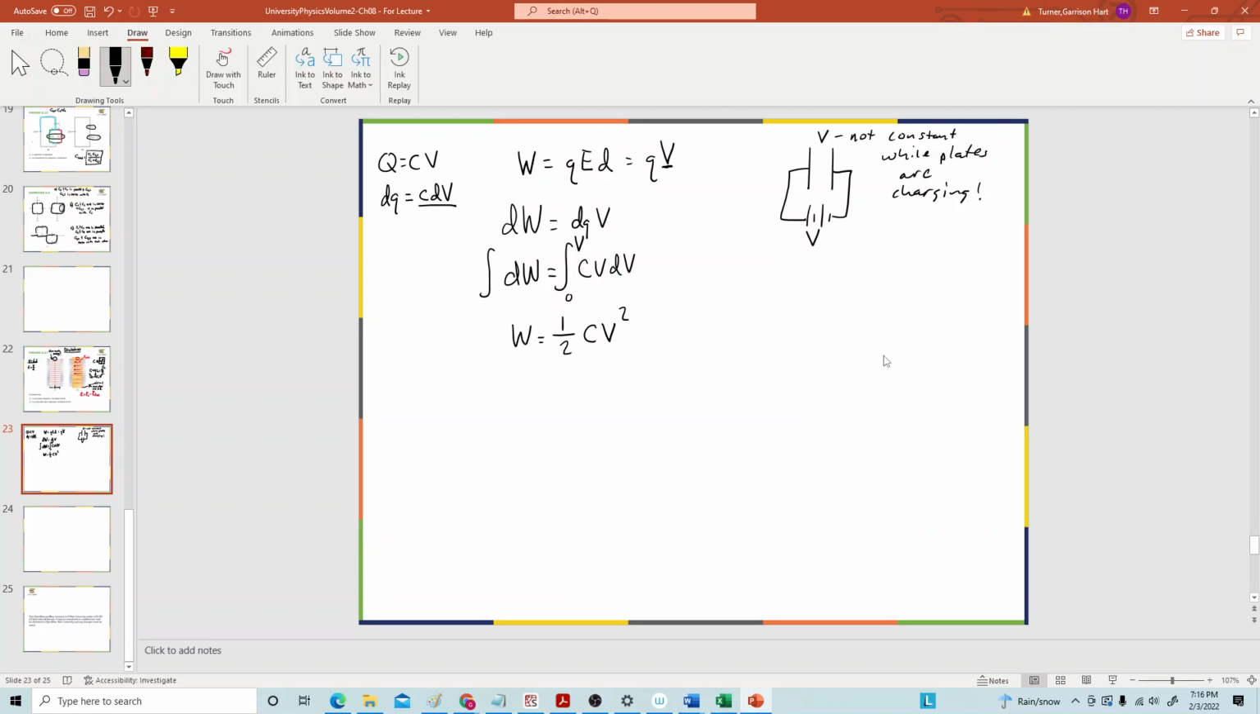So this formula should harken back some memories, right? 1/2 CV squared. This should remind you of kinetic energy, 1/2 mv squared. Now the V's here are different things. The V here is potential, and the V in kinetic energy is velocity. But what is true is that the form of the system is the same.